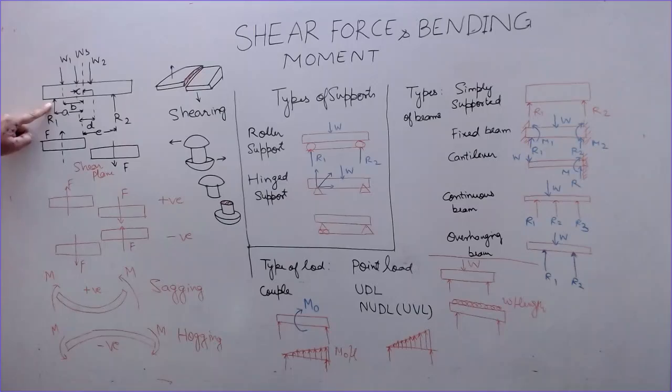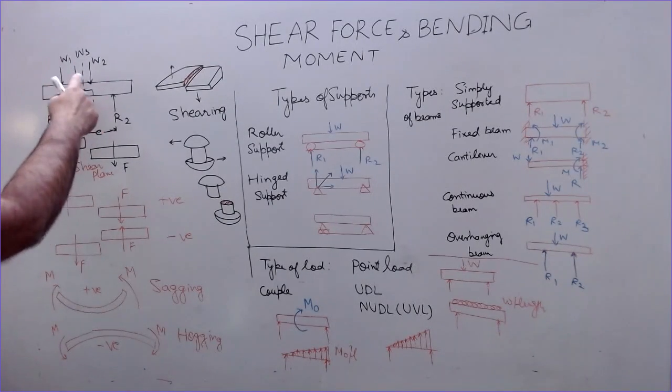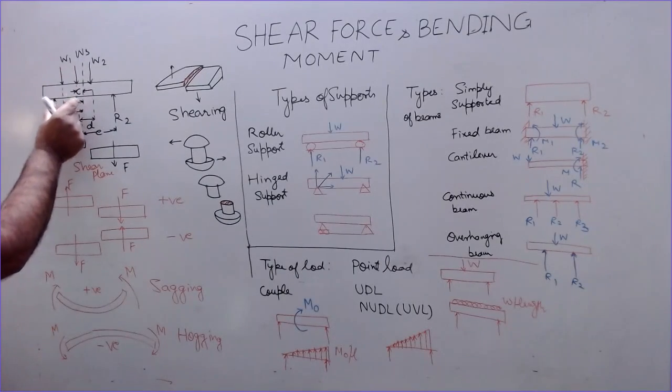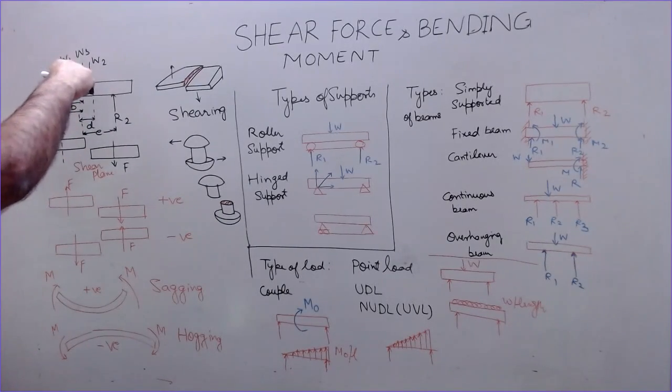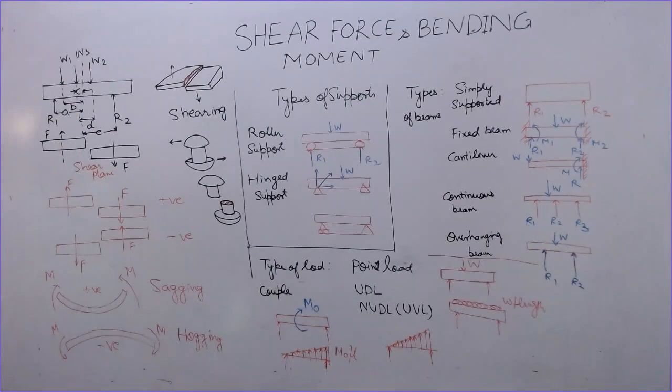So the bending moment of R1 about this plane will be R1 multiplied by distance A from the plane. This is positive. Similarly, the bending moment of W1 about this plane is W1 multiplied by distance B, and it will be negative. W3 also has a negative moment, W3 multiplied by C. So this is the bending moment of the forces on the left side of this plane. Similarly, the moment of the forces on the right side can be taken. So this is about the shear force and the bending moment.